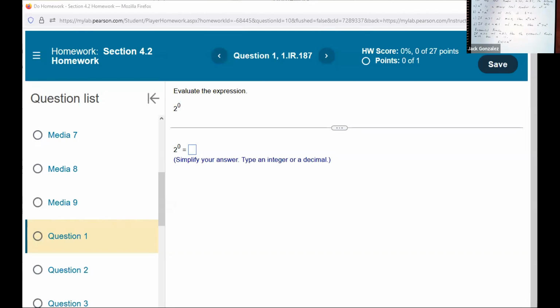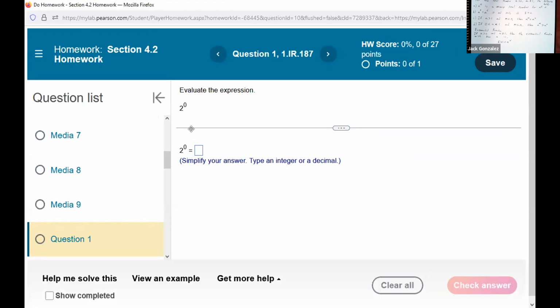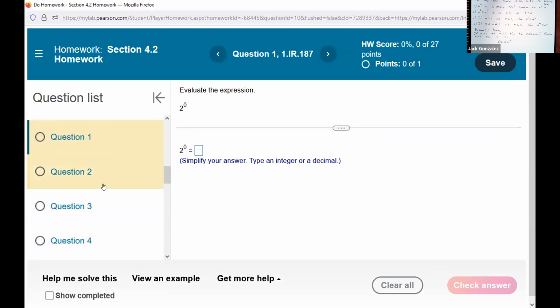That's not the one. Oh, here it is. So look at the homework. It's pretty chill. We already talked about this. Anything to the 0 power is going to be 1. No matter what it is, it will be 1, except 0. So there's nothing really to do here.